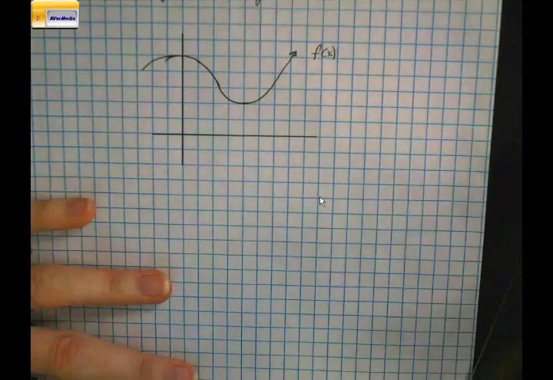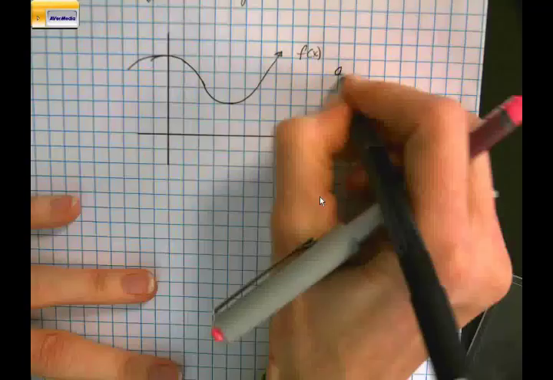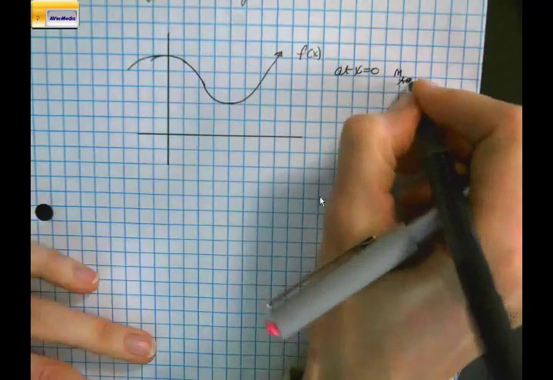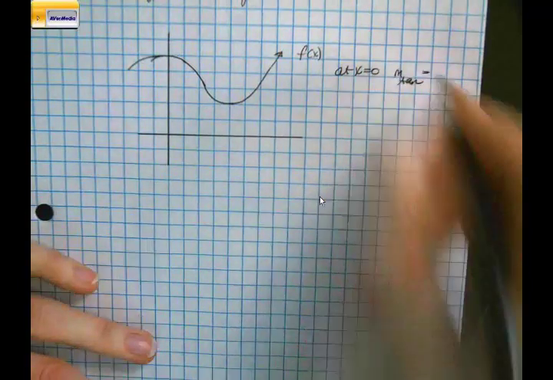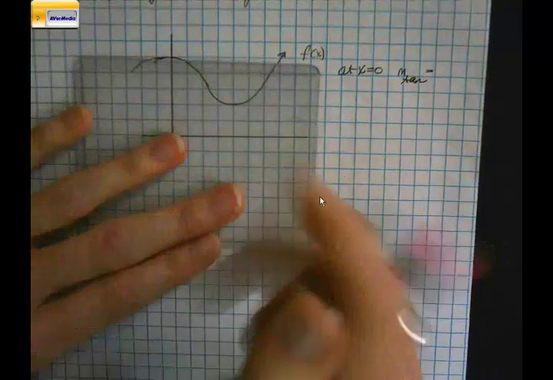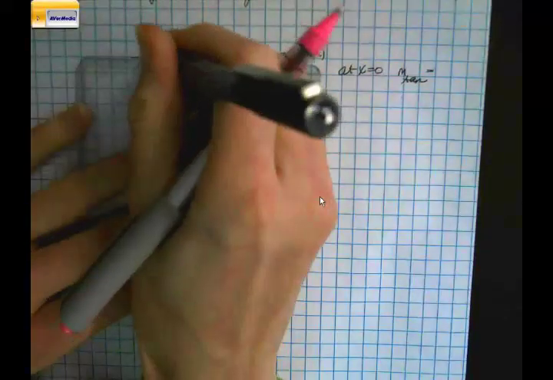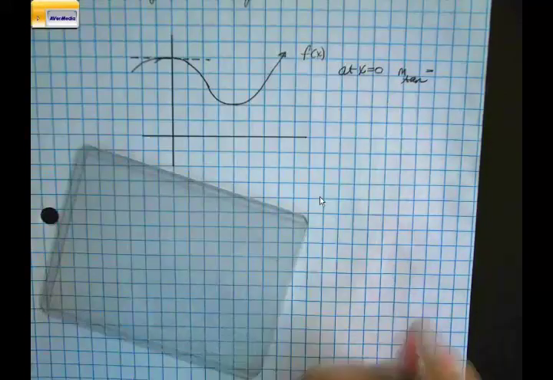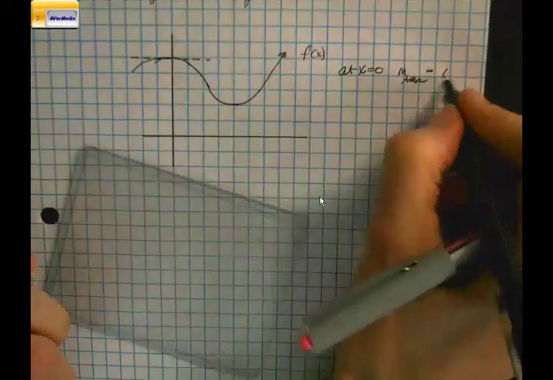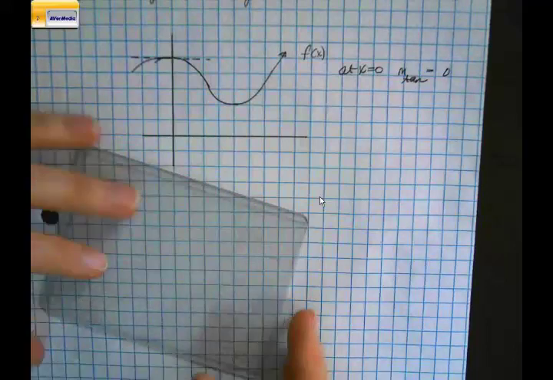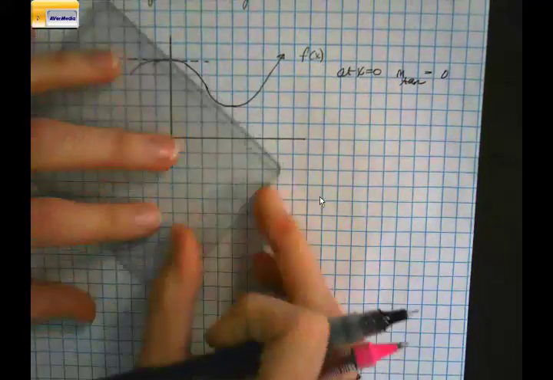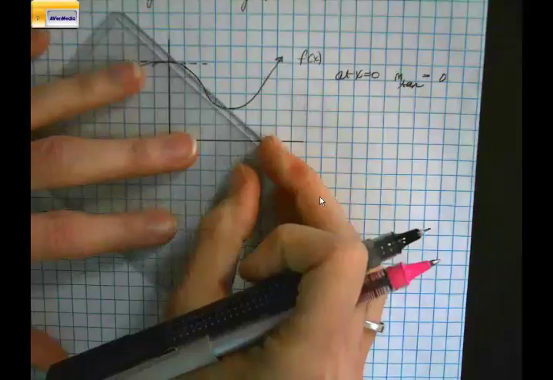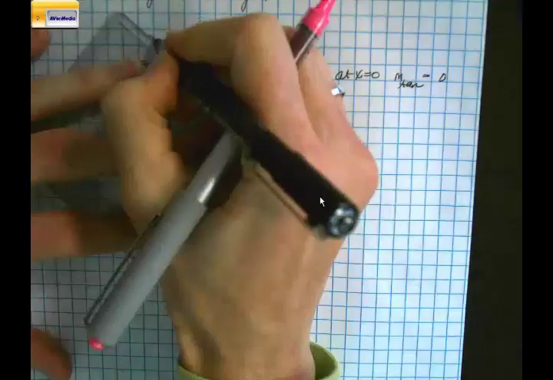So let's think about this. We're going to get some ideas. At x equaling 0, the slope of the tangent line equals what do you suppose? Here's the tangent line. What is the slope of this tangent line? 0. There you go. So the slope of the tangent line equals 0 when x is 0. Now, suppose x is 1 right here. And let's get this little tangent line going on.